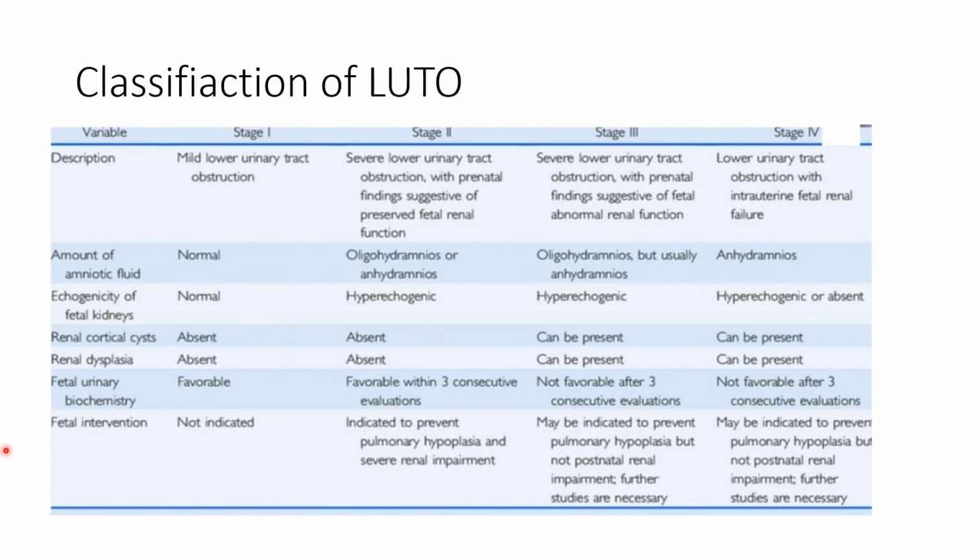But the main important part is the fetal intervention. Fetal intervention is not usually indicated in stage 1 of the disease. In stage 2, it is indicated to prevent pulmonary hypoplasia as a complication of oligohydramnios and severe renal impairment. In stage 3, fetal interventions are also indicated to prevent pulmonary hypoplasia, but they cannot prevent the post-renal disease which occurs as a disease process. In the fourth stage, fetal intervention is usually indicated to prevent pulmonary hypoplasia, but it is not possible to prevent post-renal impairment. Further studies are necessary.